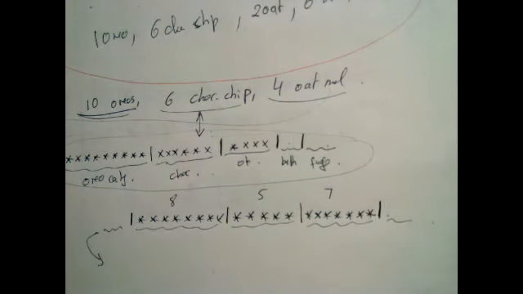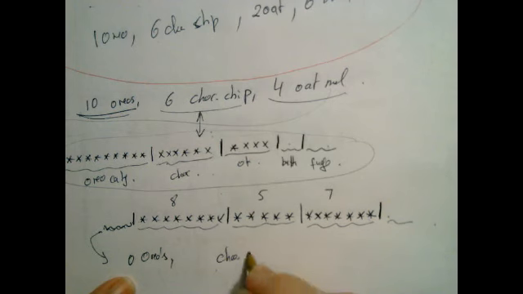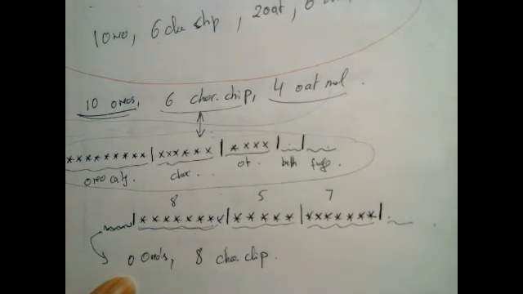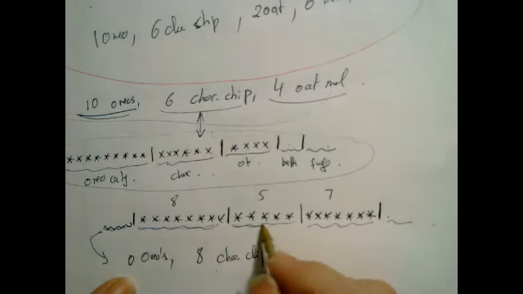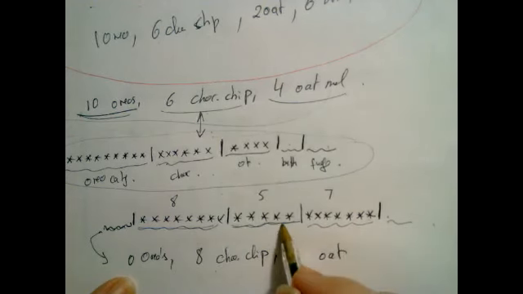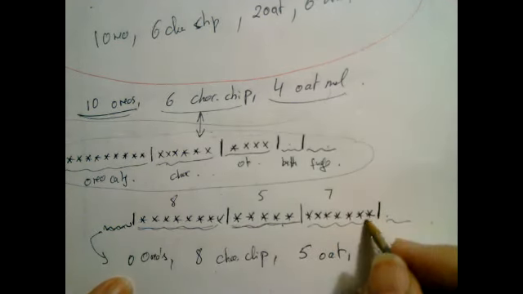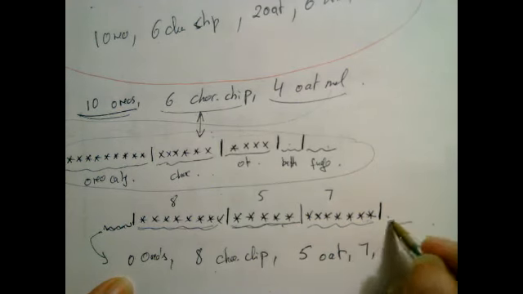Back to you. How many Oreos? There would be 0 Oreos. 0 Oreos, because here there is nothing. Okay, then how many chocolate chip? 8 chocolate chip. That's the picture. How many oatmeal? That's the oatmeal category. Then how many butter? That's the butter category. 7. And there is nothing here.